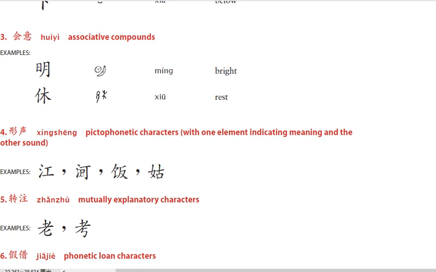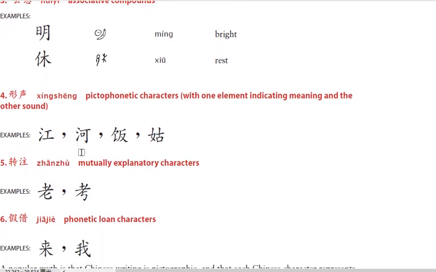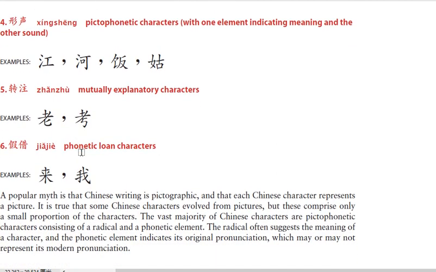And for example, let's see this one. This one also has two elements. The element on the left has the meaning of river, water, and the element on the right has the sound 可. The whole character is pronounced 河, which means river. So this part is the meaning part, and this part is the sound part. Those kinds of characters are called 形声, pictophonetic characters. In Chinese characters, 90% of the Chinese characters are 形声汉字. So you see, Chinese characters really combine meaning and sound.